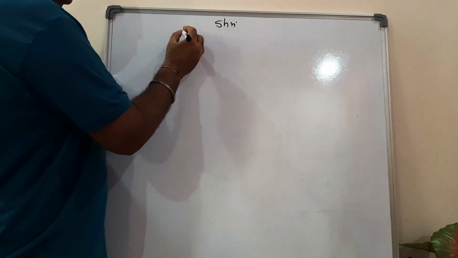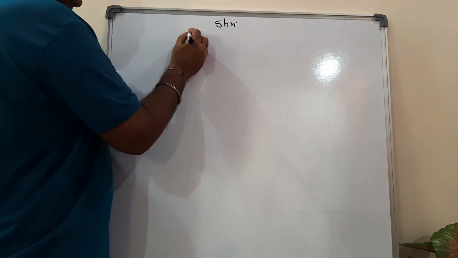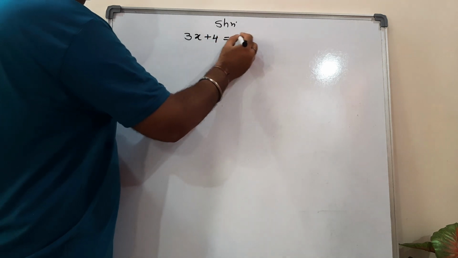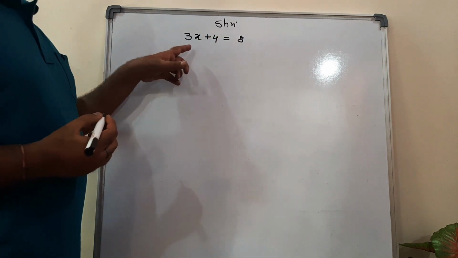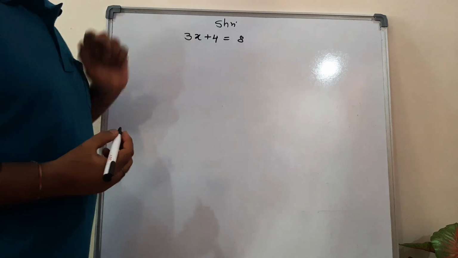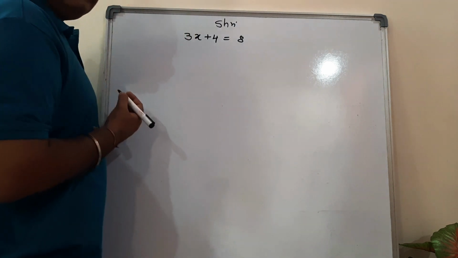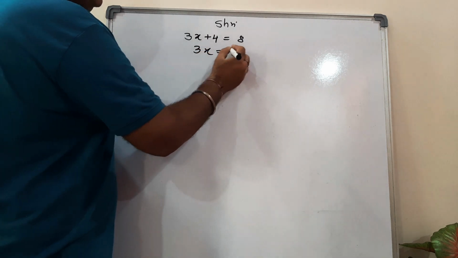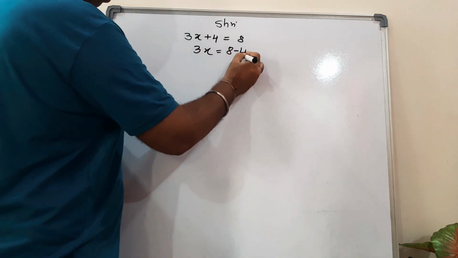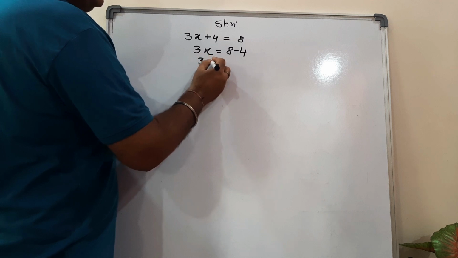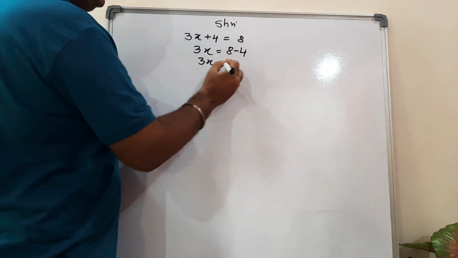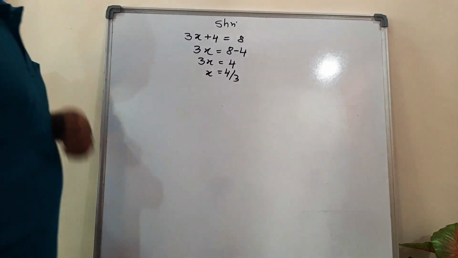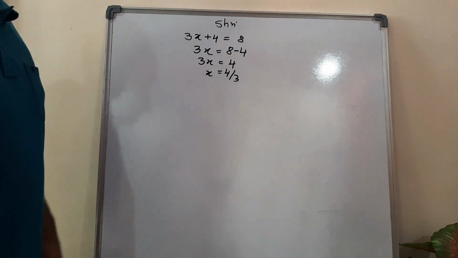In class 9, you have already studied the equation 3x plus 4 is equal to 8. This is a linear equation in one variable. Suppose you have to find the solution for x. So 3x is equal to 8 minus 4, which means 4. So x is equal to 4 upon 3. This is the value of x.